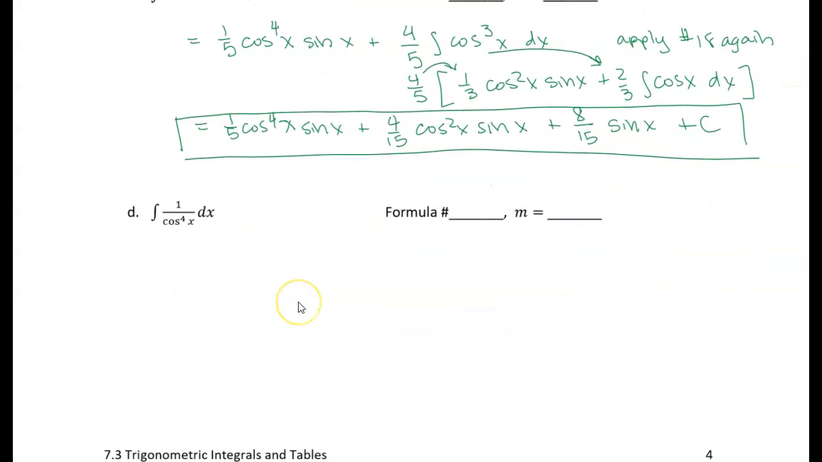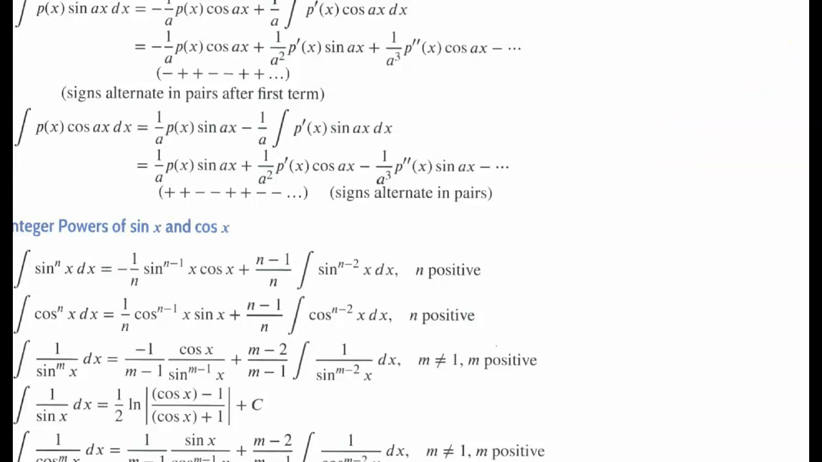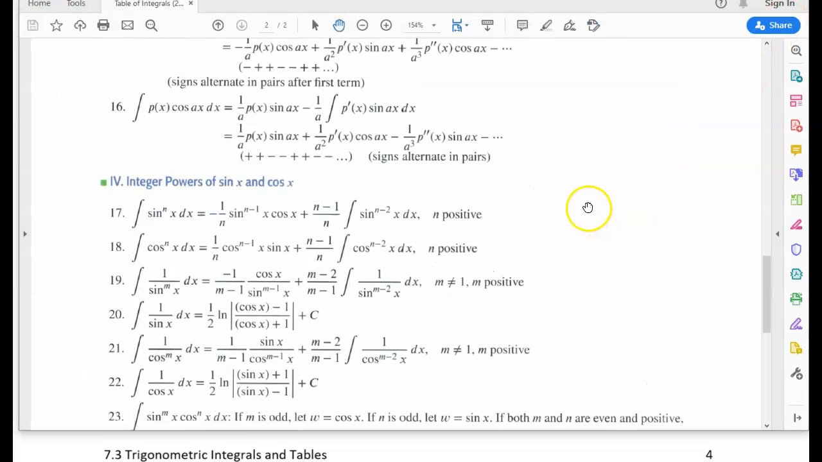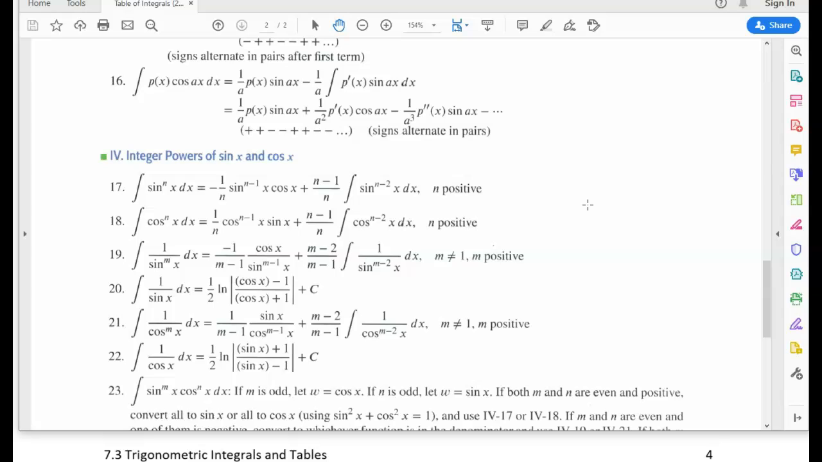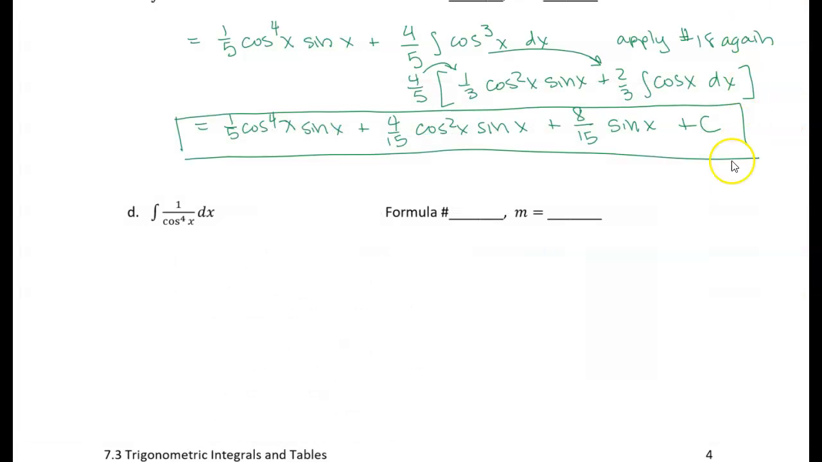All right, there's just one more. It's getting kind of a long video, but let's go ahead and do this one. If you looked ahead, let me bring the table back up. This one is 1 over cosine to the 4th. So it looks like number 21 fits the form, right? We have integral of 1 over cosine to the m of x dx. So in this case, m is 4. We're going to use formula number 21, and m is 4. We're just going to plug values into the formula.